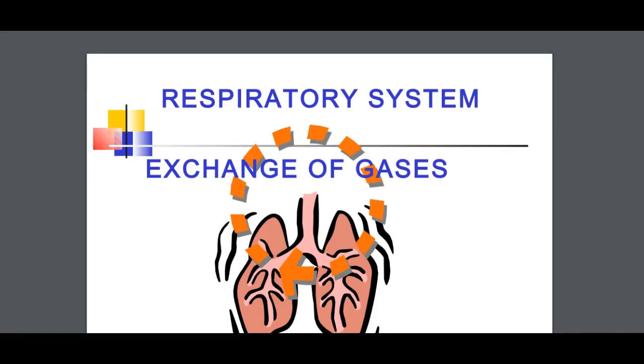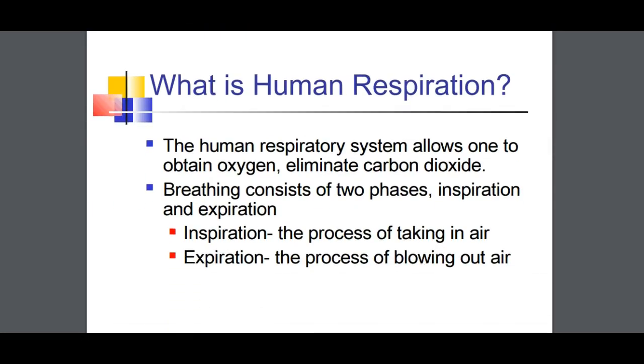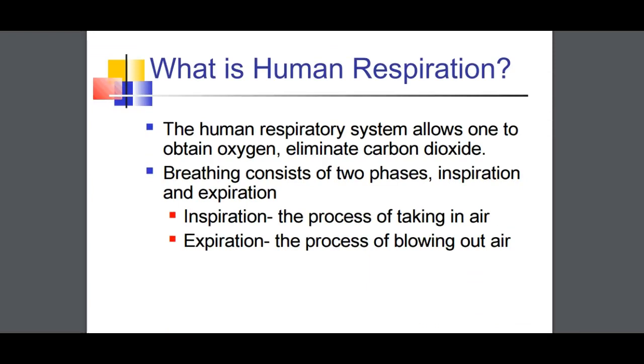Welcome to week 4, where we're going to talk about the respiratory system. What is human respiration? The human respiratory system allows one to obtain oxygen and eliminate carbon dioxide. Breathing consists of two phases, inspiration and expiration. Inspiration is the process of taking in air, and expiration is the process of blowing out air.